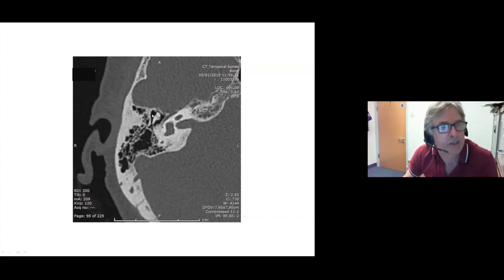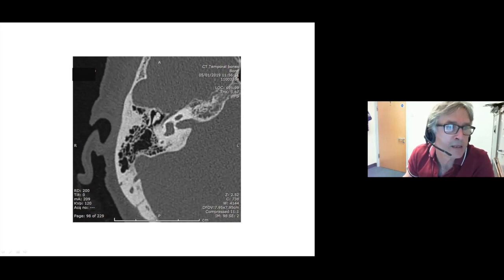Okay, next section down, the cone of the ice cream is seen there in all its glory with the ice cream. And the short process of the incus, from an orientation point of view, is always aligned along the long axis of the mesotympanum, the middle ear cleft and the mastoid antrum.